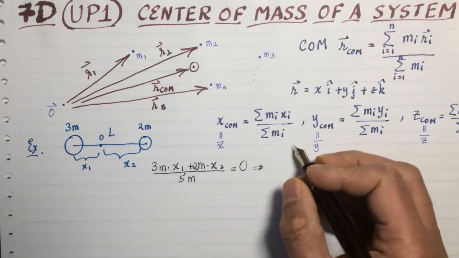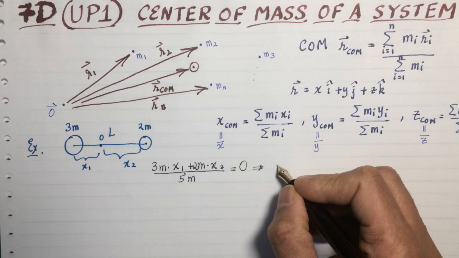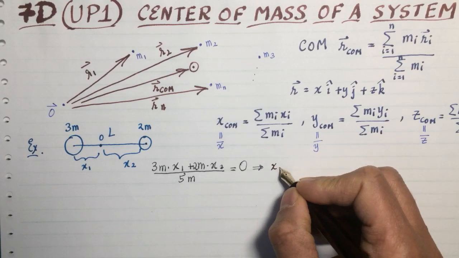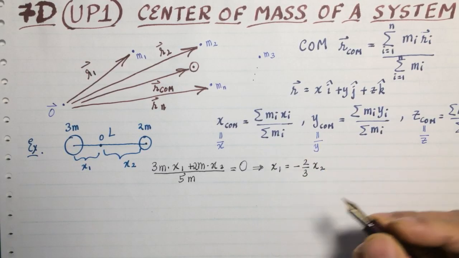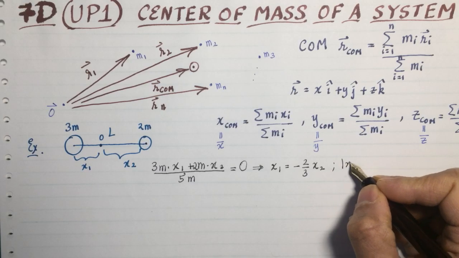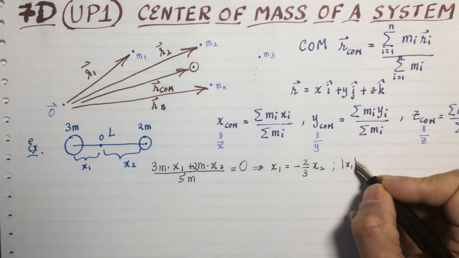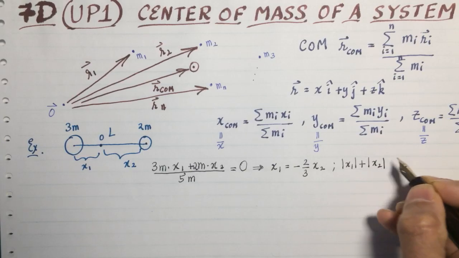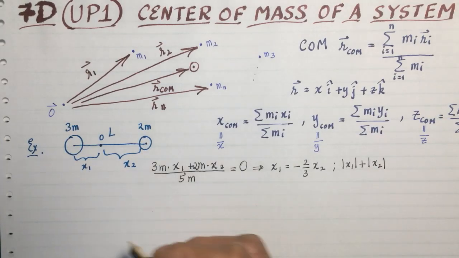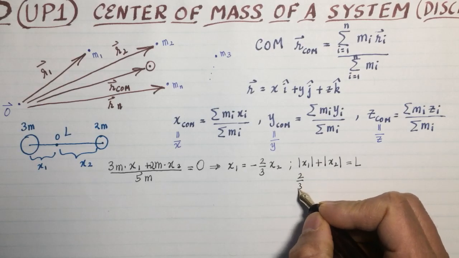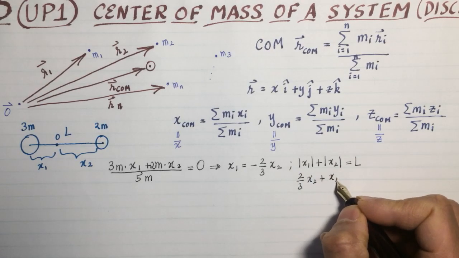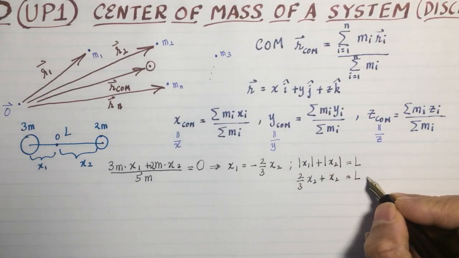Let's work this out. Well, all the m's cancel out, so I'm going to get x1 equals negative 2/3 x2. Now I also know that the length of the train is just the absolute value of x1 plus x2. I take absolute value because I'm not too interested in the fact that x1 is negative, and that's going to be L. So let's calculate this. x1 is 2/3 x2 plus x2 equals L. 2/3 plus 1 is 5/3.